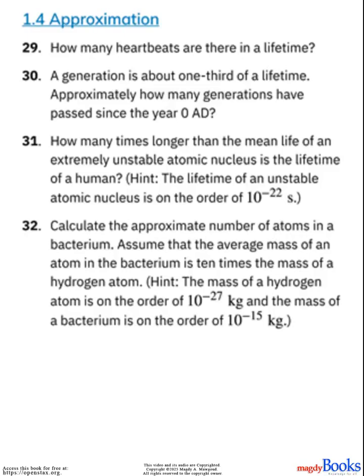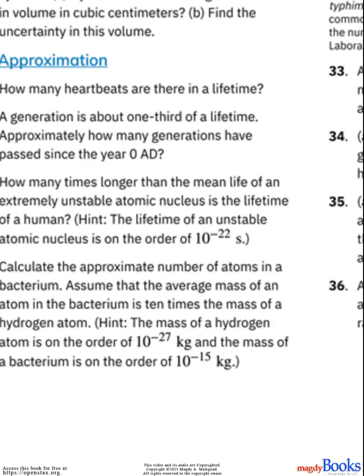Assume that the average mass of an atom in the bacterium is 10 times the mass of a hydrogen atom. Hint: The mass of a hydrogen atom is on the order of 10 to the power of negative 27 kilogram, and the mass of a bacterium is on the order of 10 to the power of negative 15 kilogram.